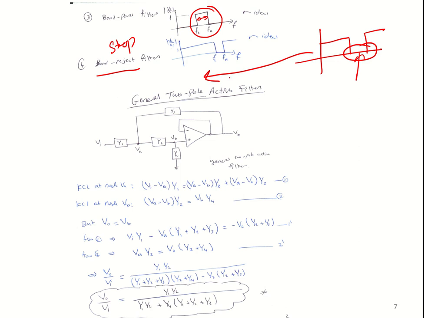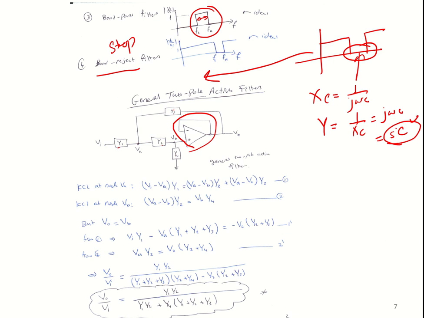Now let's have a look at the general two-pole active filter. Two-pole means in the transfer function you will have two poles. So let's see how we can analyze it. This is a typical voltage follower network, and you have different input lumped components which we are representing in the form of admittances. You know admittances very well. For example, if the capacitor reactance is 1 over j omega C, then its admittance will be 1 over Xc, or j omega C, or sC. That will be its admittance.